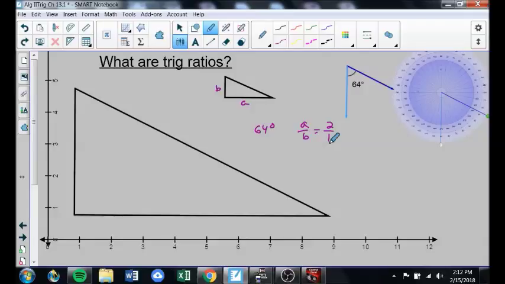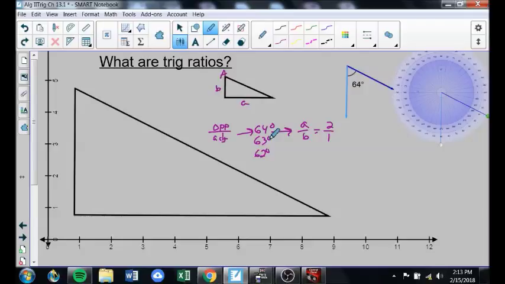Well, let's write that down. Let's say if you have the opposite and you divide it by the adjacent of angle A, and you have a 64 degree triangle, that'll always come out to the ratio 2 over 1. So they wrote it down. And they did that for 64 degrees and 63 degrees and 62 degrees. And they cataloged every possible ratio of every possible triangle.